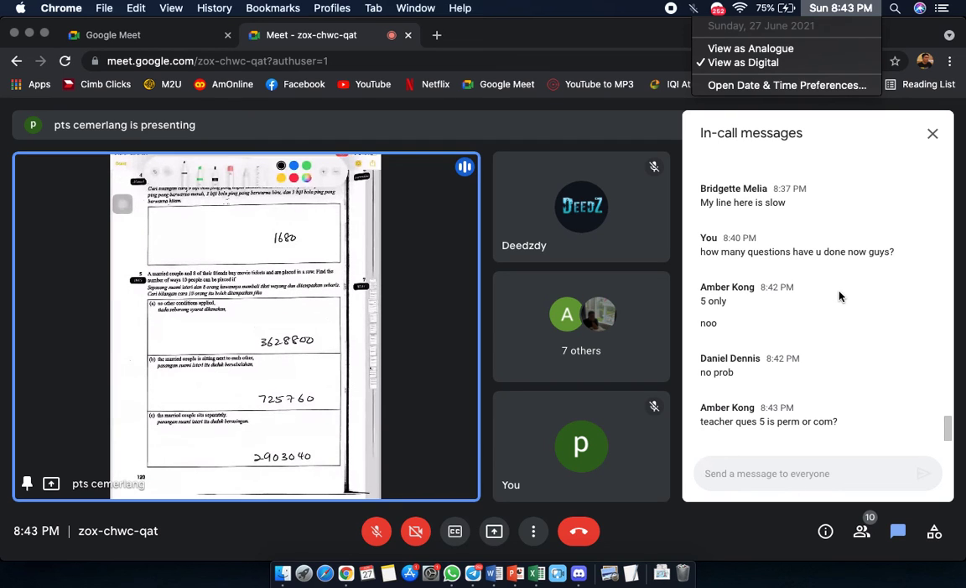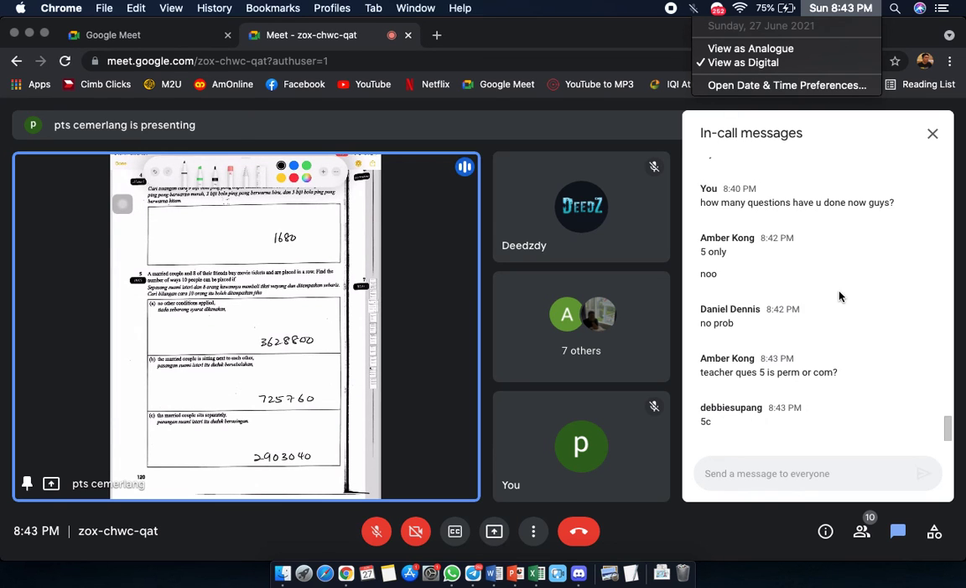Which question you want to ask? Please state. Question 5 is perm or com? It is perm. Because the question says that you have a married couple and 8 of their friends buy movie tickets and are placed in a row. So maksudnya kalau placed in a row, most likely mereka akan ada tempat duduk. Means that you have a sitting arrangement over there. So most likely it will be perm. It's perm.